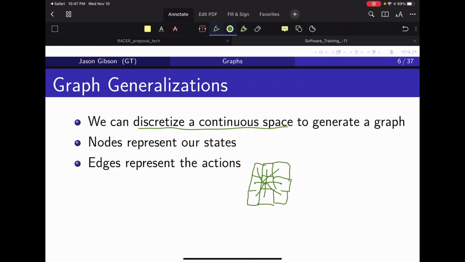But that's the basics of graphs. We have these vertices that represent our generic state definition, and we have edges that represent our general control definition.